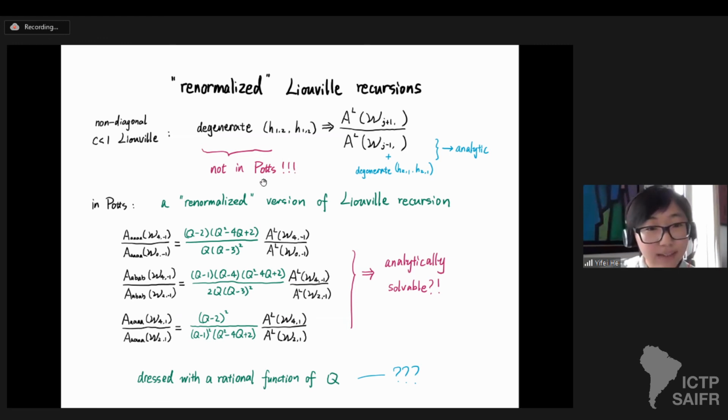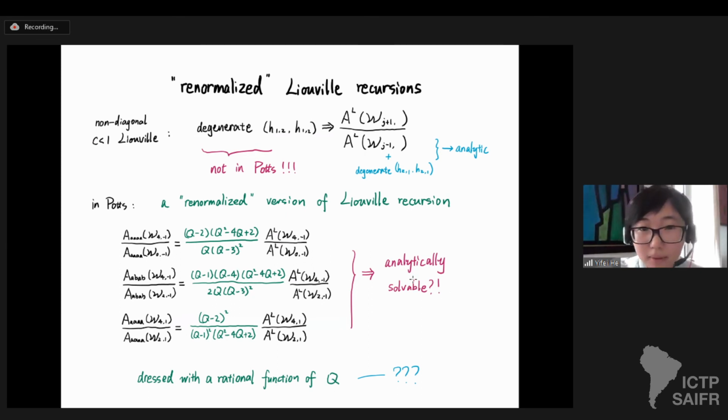But what we find from observation is that there seems to be a renormalized version of the Liouville recursion which occurs in Potts. The ratio of the amplitudes in Potts is given by the ratio in the Liouville recursion dressed by an extra factor, which is a rational function in Q. We get these factors either from lattice numerical calculation or by fitting the bootstrap result. For the moment, we don't know where they're from. But the fact that such an analytic function exists seems to be telling us that the model is analytically solvable.